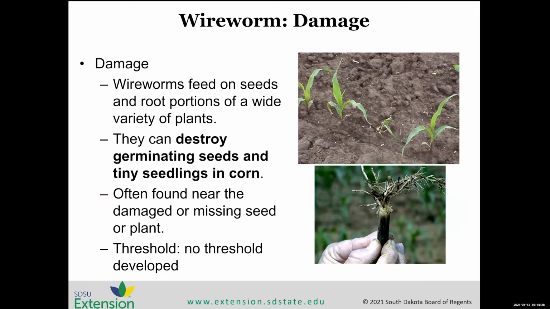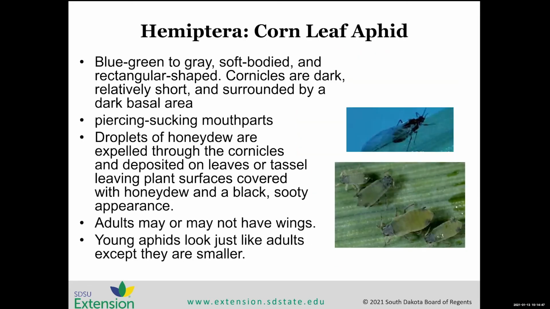So if you do have white grubs or wireworms, you might want to think about applying a soil insecticide or using a seed treatment. With a lot of these insects, you can control them using a BT hybrid corn or a soil insecticide before the season begins. So that's pretty much it for our beetles.